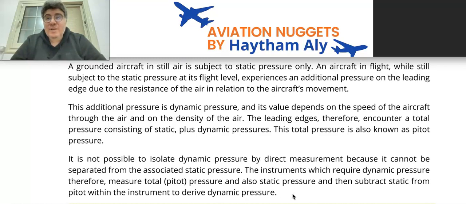For example, in the Airbus A320, we have the ADIRU, Air Data Inertial Reference Unit. It's a computer that takes data from the pitot static air data probes, converts it into electrical signals, and indicates it in the cockpit on the airspeed indicator, altimeter, and vertical speed indicator. Okay, everybody, always remember, pitot equals static plus dynamic. So to get dynamic pressure, you take pitot minus static from the pitot tube and the static port.